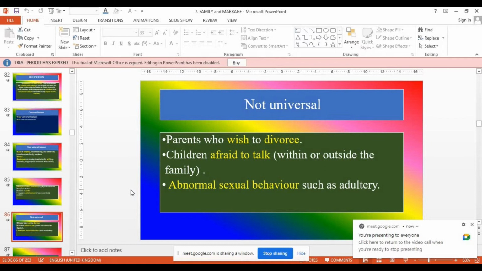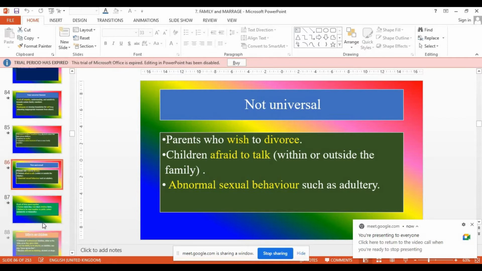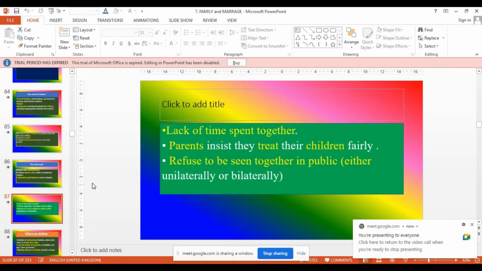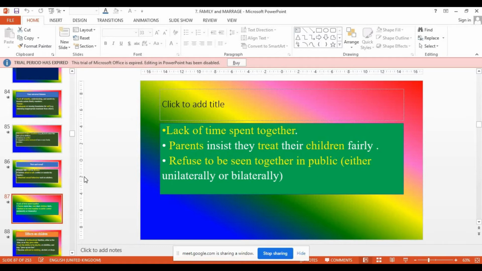Okay. Adultery. Then lack of time spent together. Husband and wife have no time to live together due to various reasons, maybe an affair with others, or due to job or other purposes. Only a few families have this.